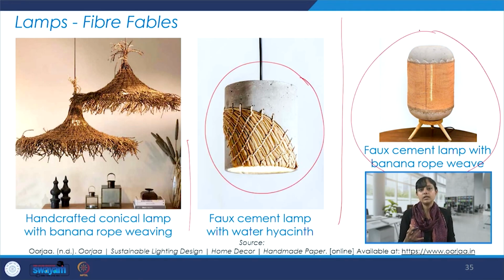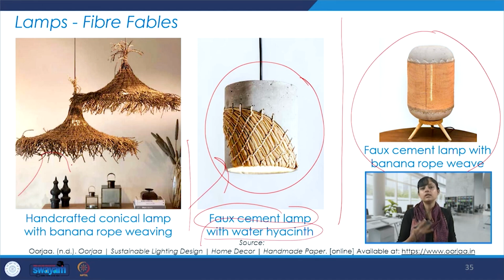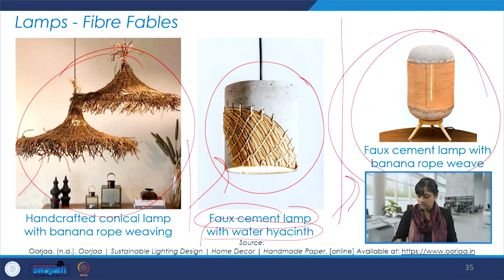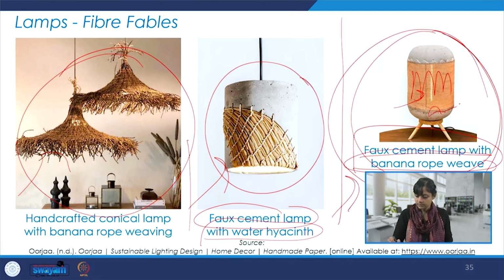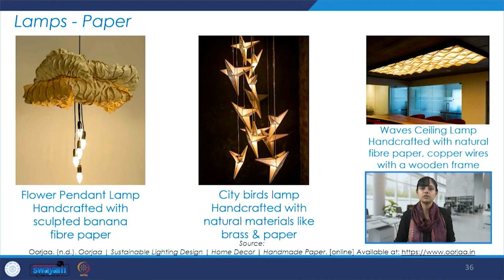Very interesting material palette, very interesting permutations and combinations, like a faux cement lamp with water hyacinth over here. This is another one which is handcrafted. It's a conical lamp and it has banana rope which is woven and which has been given this kind of a shape or a form. So these are very interesting creations and very unconventional, experimental. This is also a faux cement lamp with banana rope weaving over here. So interesting forms, interesting material palette, tactility, textures.